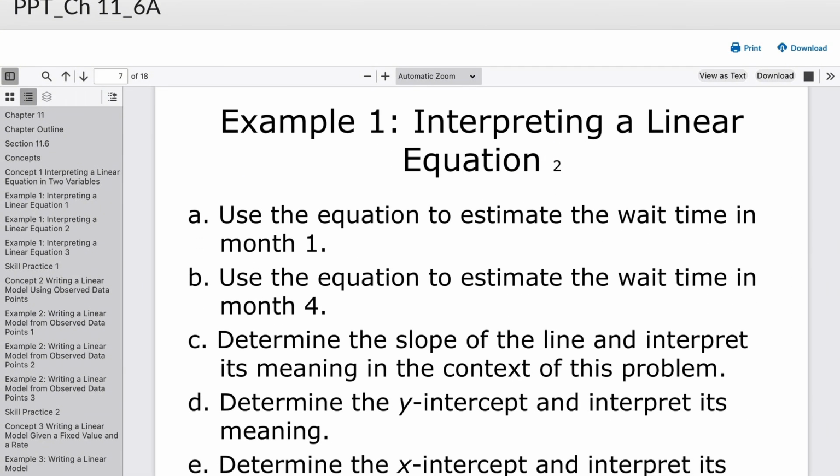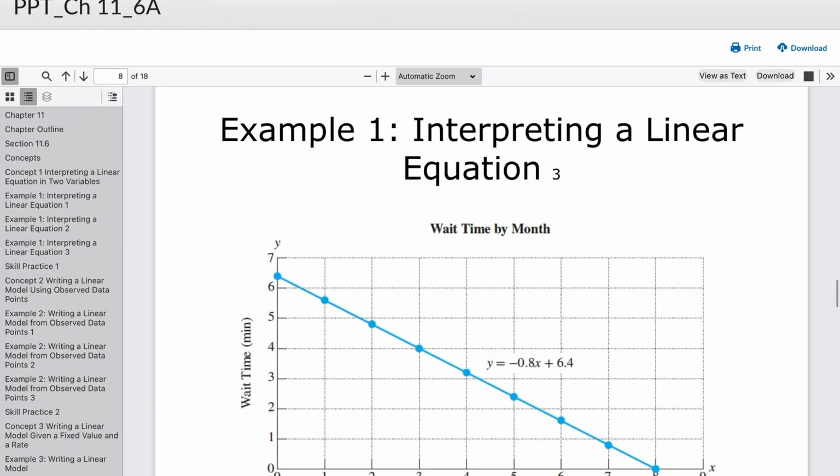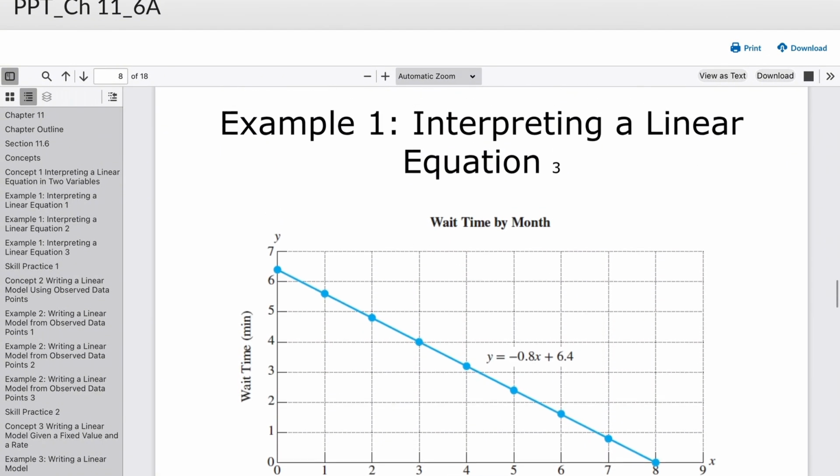So when you look at these points, you are going to use this example to start to think about and estimate the wait time based on that equation, and you're going to plug in the month and figure it out. Okay, you can actually use the line to figure it out. So if you look here, it looks like the wait time at 1 month is about 5.6.